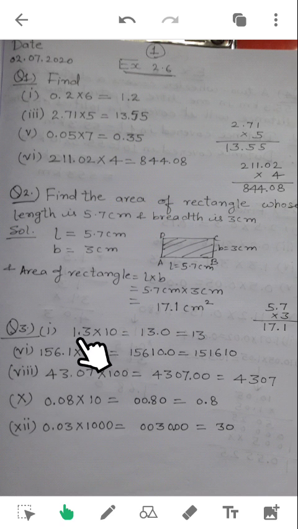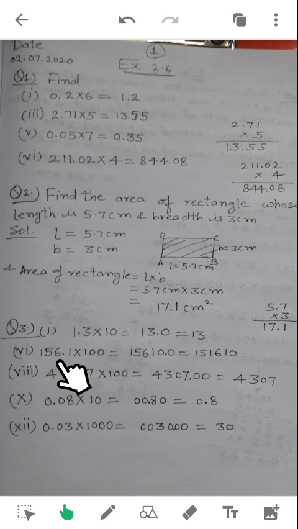And now see here, after decimal there is only one digit. So we'll start counting from the last digit, the 0, and we'll place the decimal here. 13.0, and it can be simply written as 13. Now after this we are coming to its sixth part.